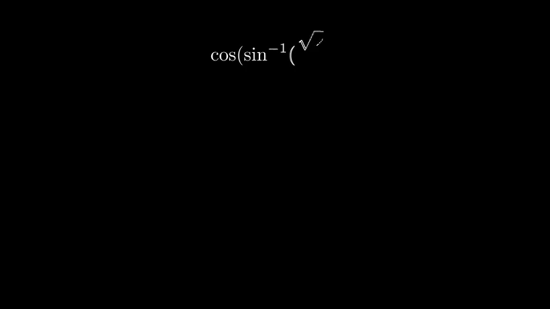Let's evaluate cosine of sine inverse of square root of 2 over 3. We'll solve this step by step using trigonometric identities and the Pythagorean theorem. First, let's understand what sine inverse means.